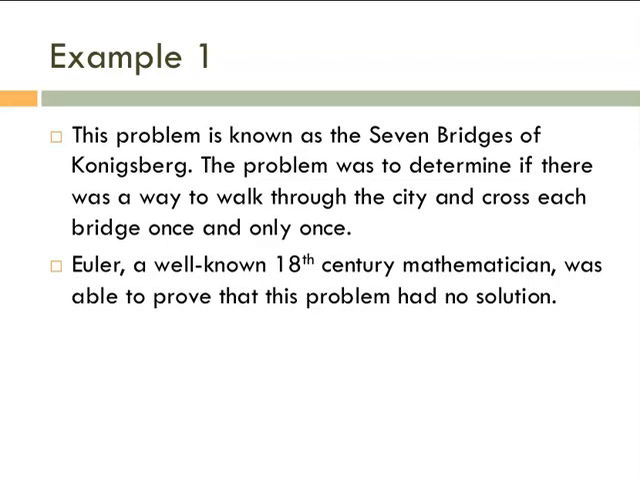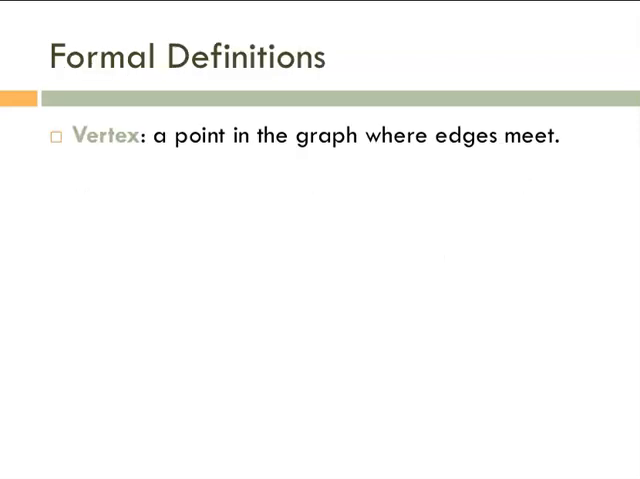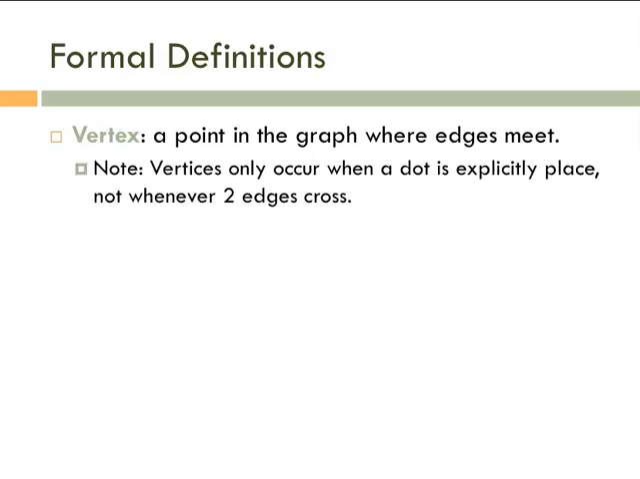So a couple more formal definitions. A vertex is a point in the graph where edges meet. Note that vertices only occur when a dot is explicitly placed, not whenever two edges cross. Sometimes it might not be possible for you to draw your graph without letting edges cross, which is fine, but when those edges cross, it does not create a vertex. So you have to be very clear where those vertices are when you're drawing, and just make sure that you draw a very, very clear dot.